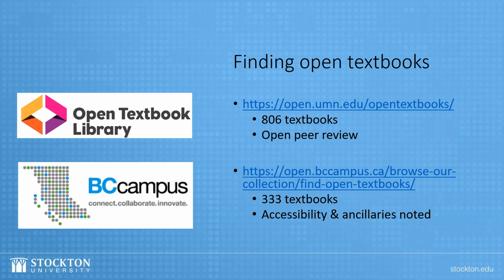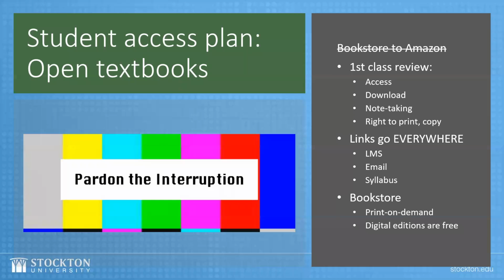BC Campus Library, I would also throw out, is a fantastic database that has fewer textbooks, but they do a little bit better job of noting where the books have been scanned for accessibility for people with disabilities, as well as whether they come with ancillary materials, like slideshows, quizzes, and other things that professors often rely on from commercial publishers, at least as a place to get started with preparing for their classes.